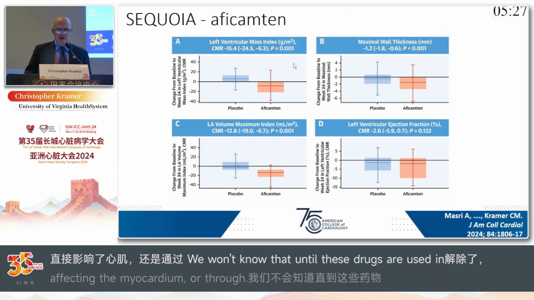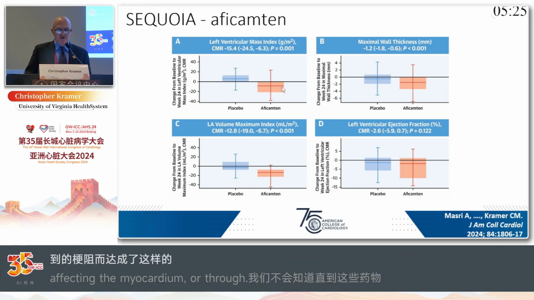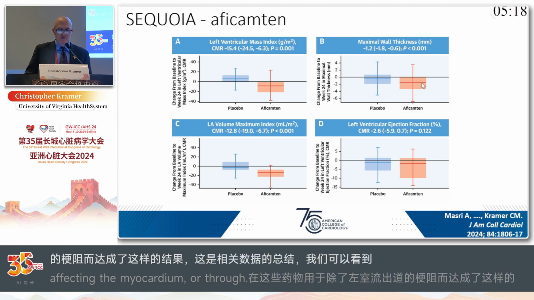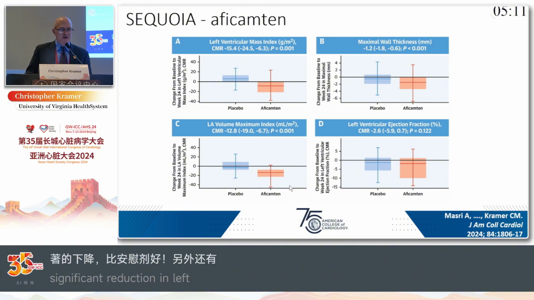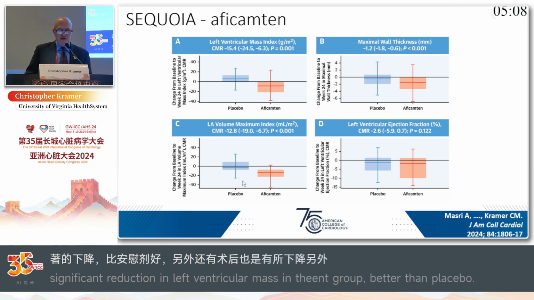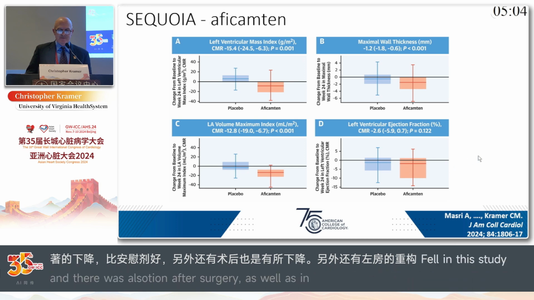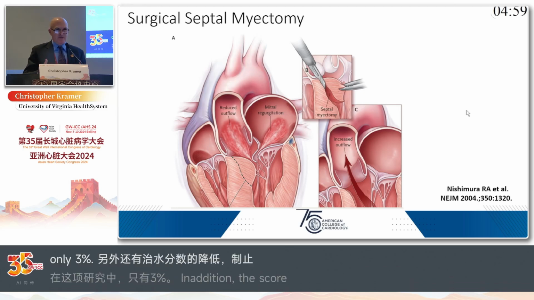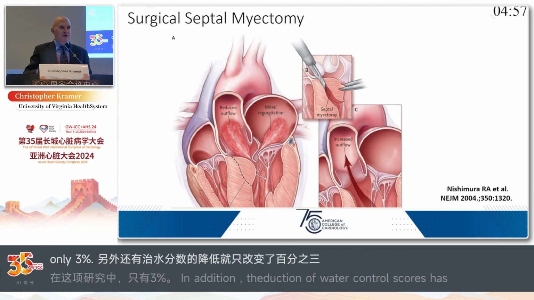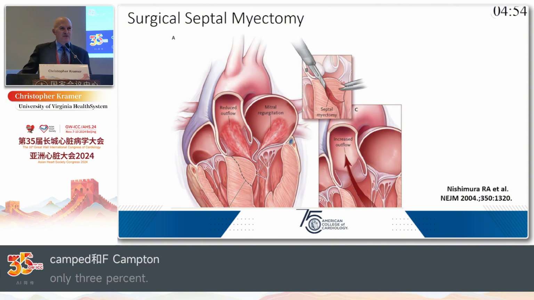So this is the summary data from this study. You can see LV mass fell in the treated group compared to placebo. Maximum wall thickness fell by 2 millimeters, didn't change in placebo. There's left atrial remodeling as the outflow tract gradient is reduced, and it falls significantly. And ejection fraction, as I mentioned, fell in this study only 3%. Now, mavacamten and aficamten are excellent choices for patients with symptomatic outflow tract obstruction.